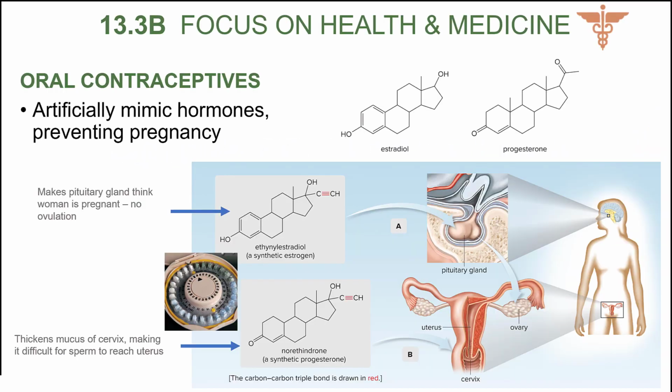Some other interesting alkenes include oral contraceptives. These artificially mimic hormones which can prevent pregnancy. So the way that birth control works is you take the pill, it can thicken the mucus of the cervix, making it difficult for sperm to reach the uterus. So that's one way that birth control works. And that would be a norethindrone, which is the synthetic progesterone.